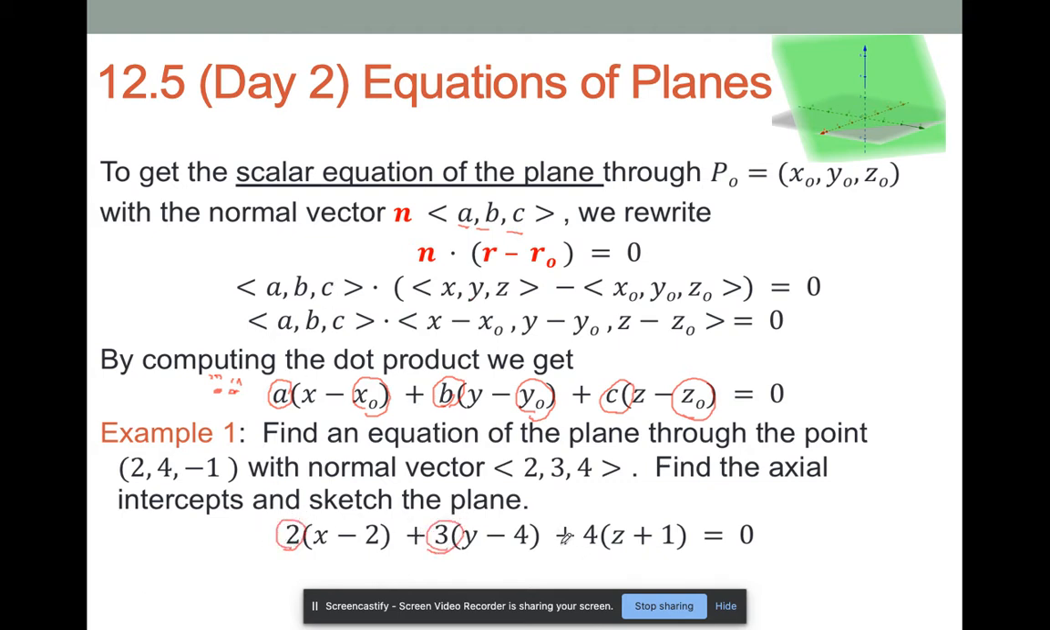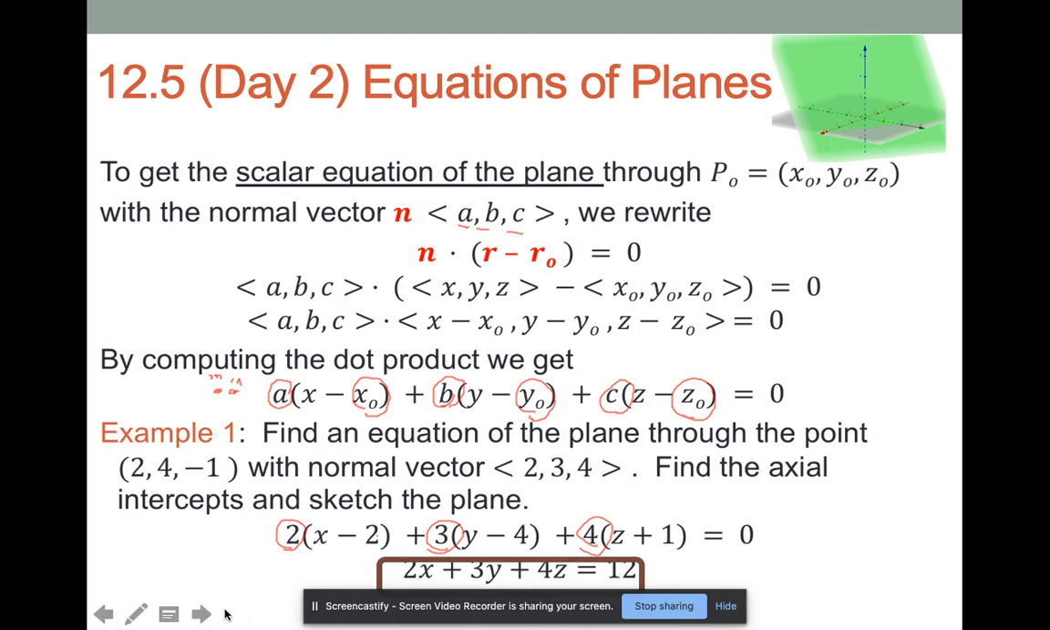A, B, and C multipliers: x minus the x coordinate 2, y minus the y coordinate 4, and z minus the z coordinate -1 equals 0. Bam! Done and done. We do a little algebra. Distribute and combine, right? So I got 2 minus -2, 3 times -4, and 4 times +1. Combined all those together to get -12, and then I move the constant to the other side and put it here.